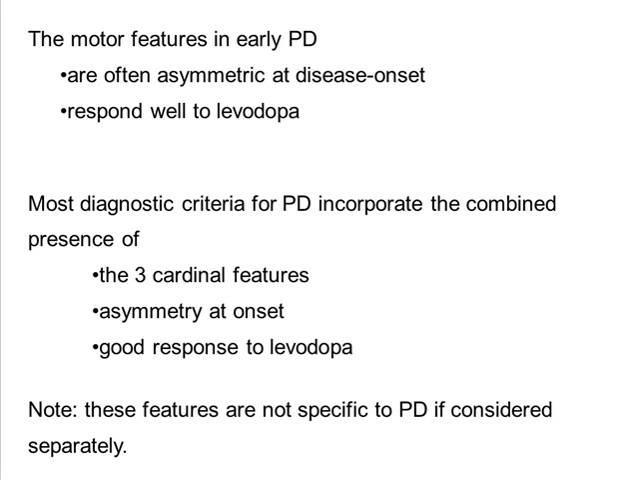If they don't, then this is a sign that tells you something is wrong, that this may not be Parkinson's disease. So there are many diagnostic criteria that have been used for Parkinson's disease internationally, but most of them incorporate this combination. It's a combination of the presence of the cardinal signs, that they must be asymmetrical at onset, and that they must respond well to L-DOPA during the early stages.